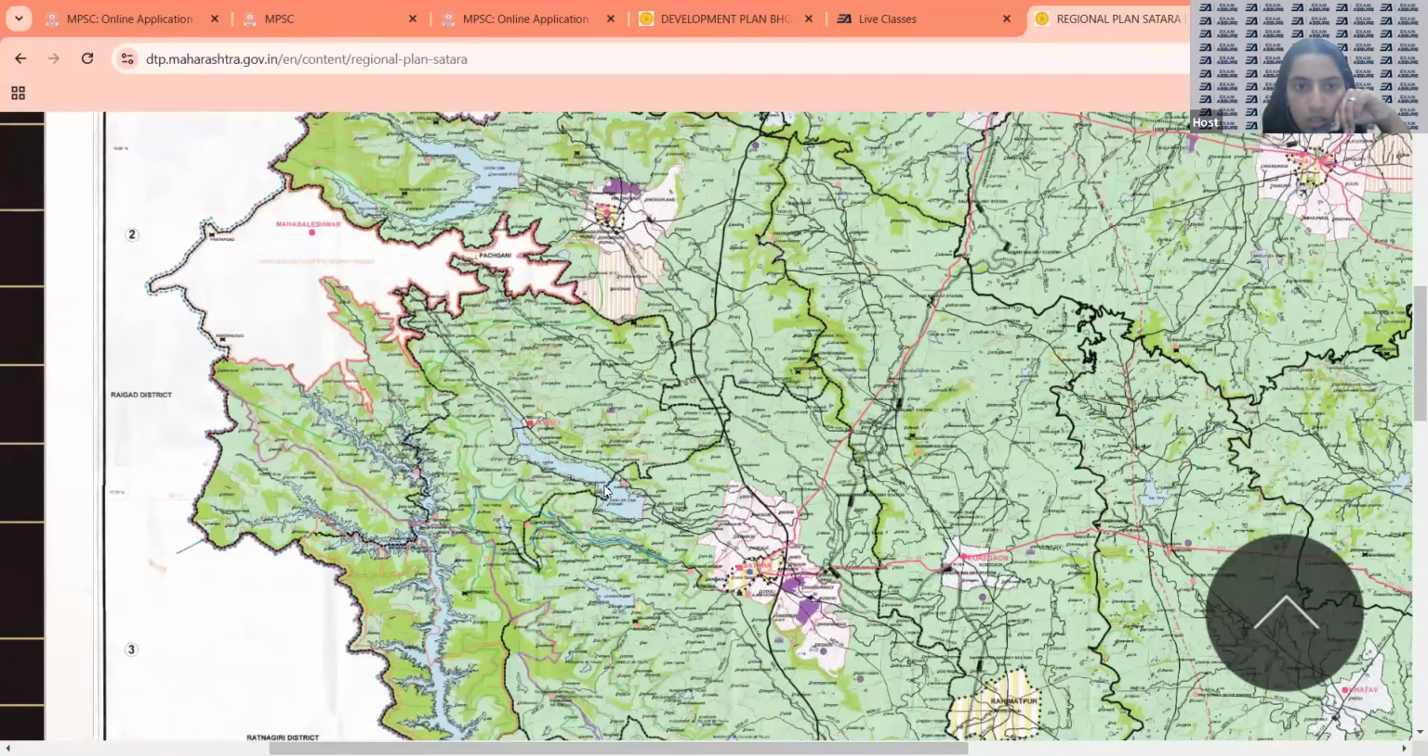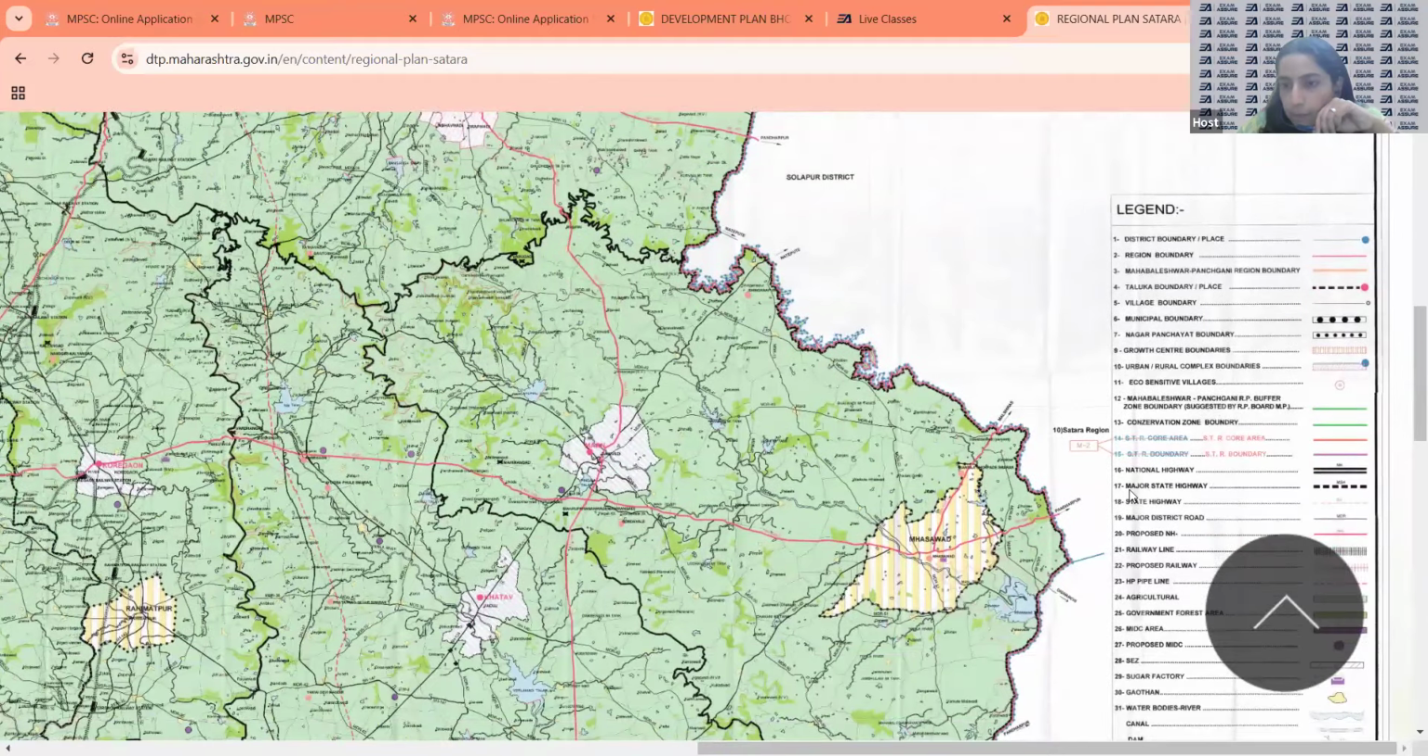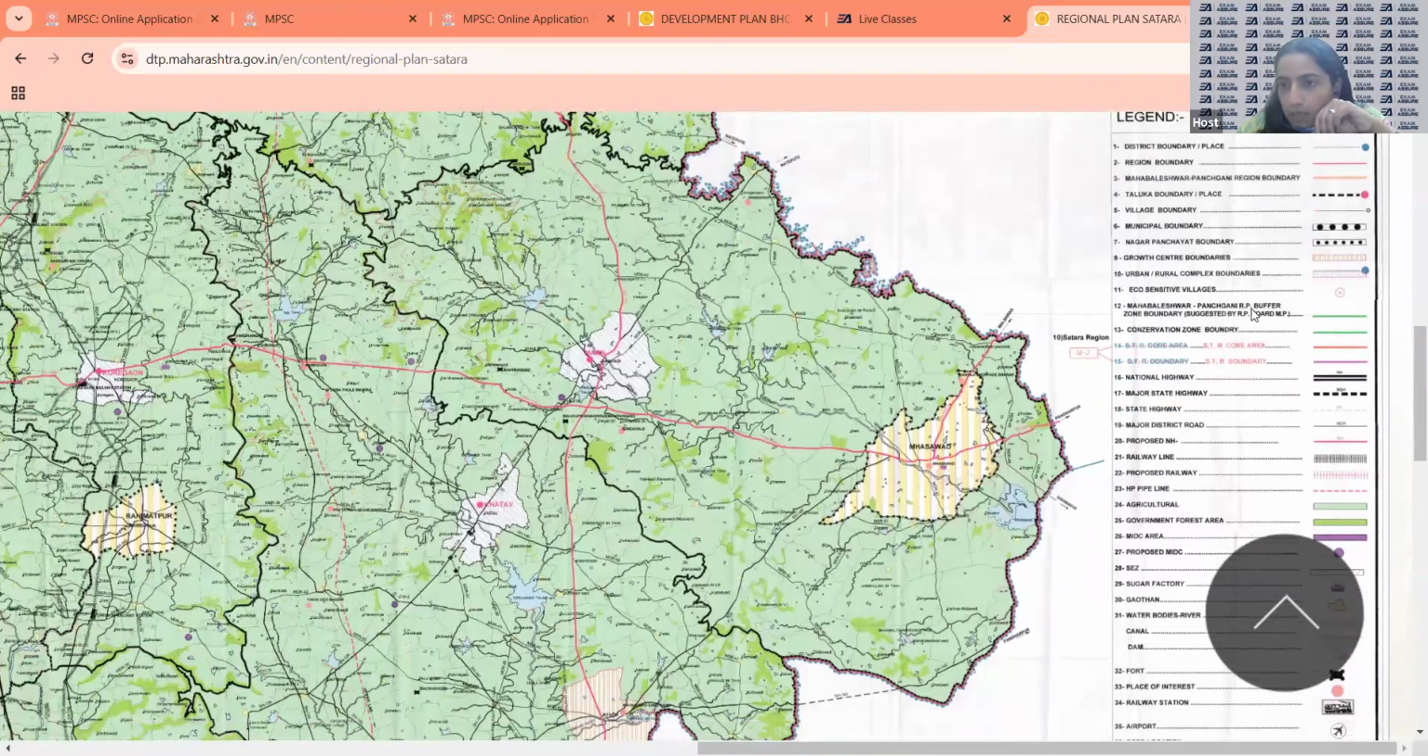Now, if you see, this is again your Mahabaleshwar Panchgani region that has been marked separately, being an eco-sensitive zone. Now, if I go to the legend over here, the Mahabaleshwar Panchgani buffer area, etc., is marked, plus the entire regional boundary for that is marked separately, being an eco-sensitive zone. So for that, there would be another detailed plan that would be made.